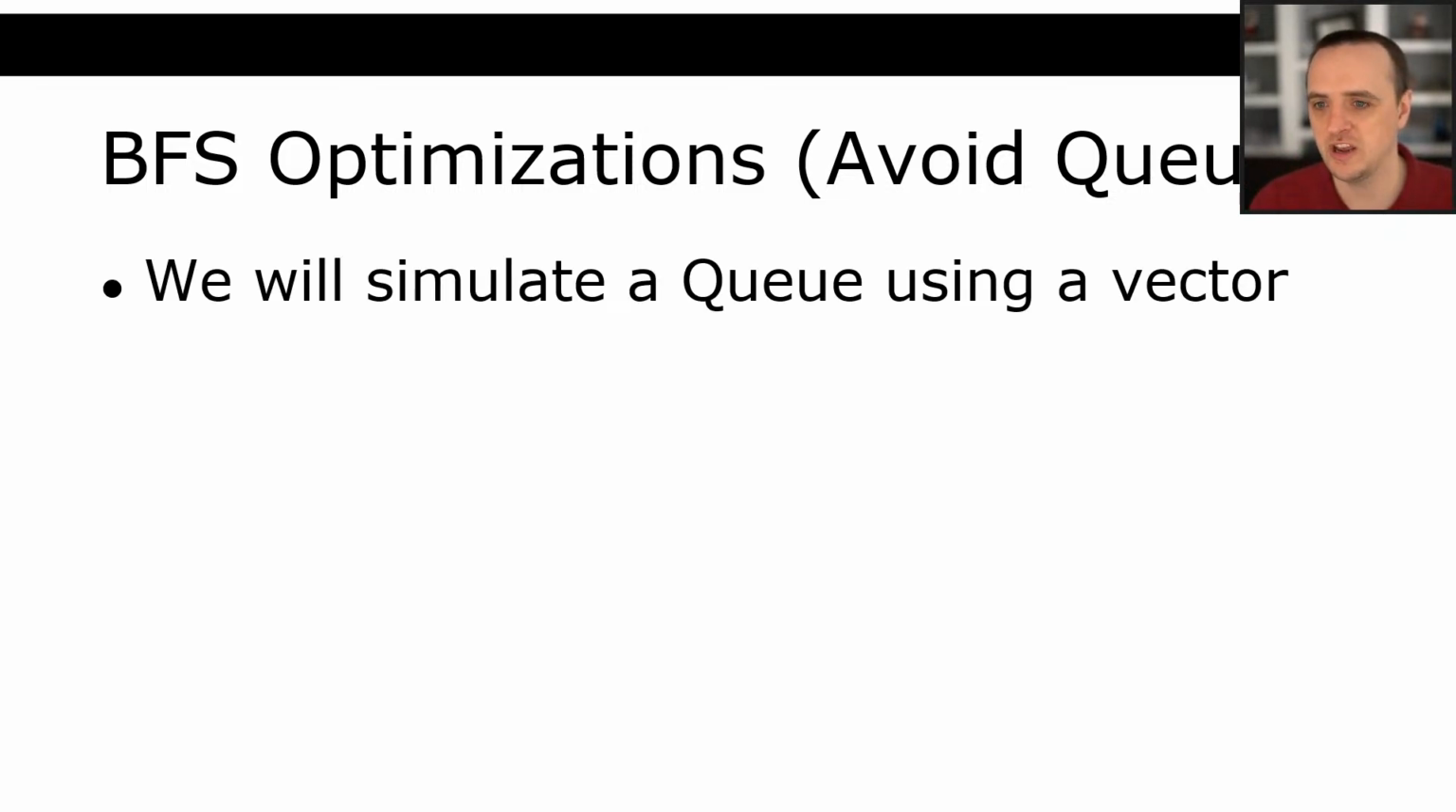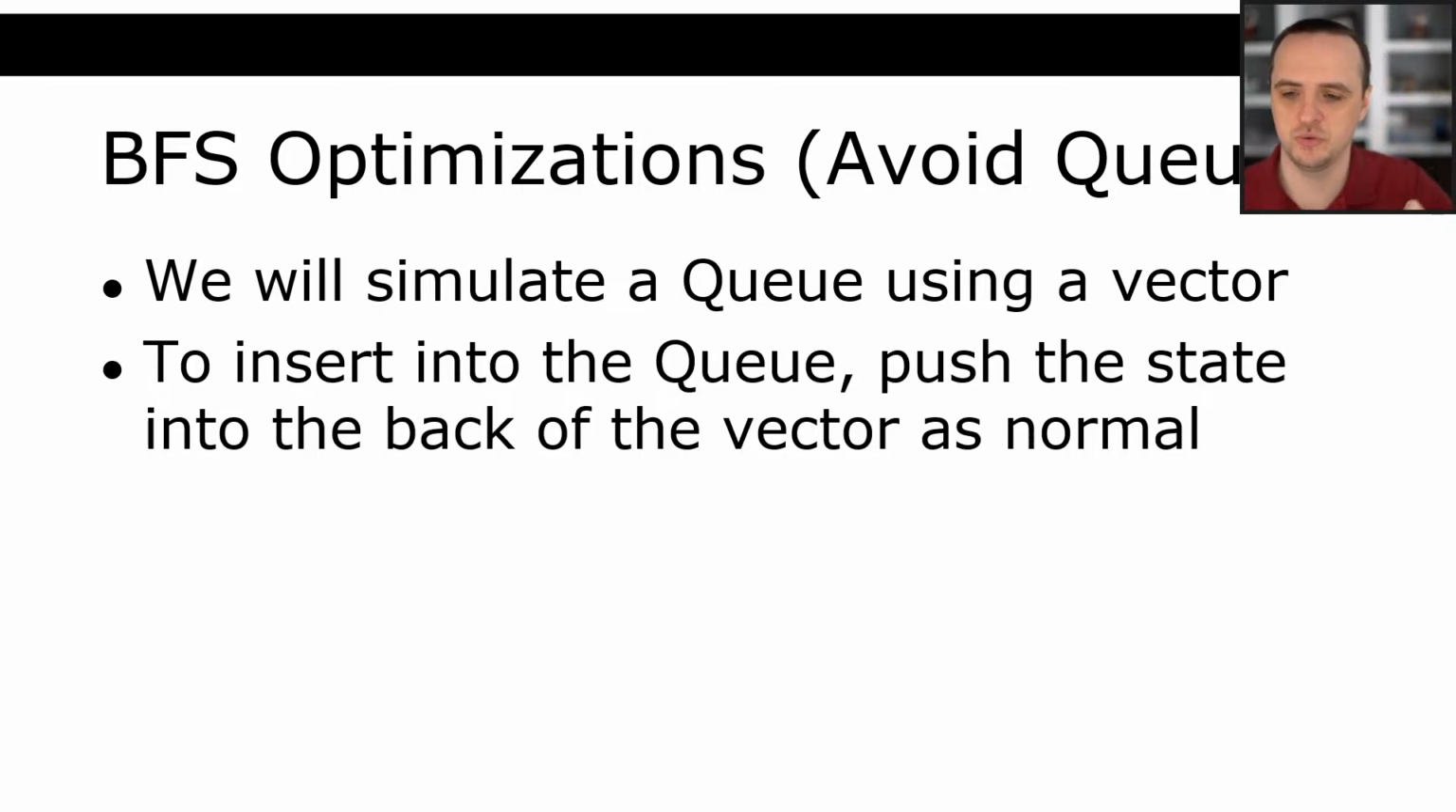So what we're going to do is simulate the behavior that we want in a queue, but we are going to be using a vector. Okay, so it's just a vector, but we're going to eliminate the need for those deletions and those expensive shifts, and I'll show you how to do that. So to insert into the queue, insert goes to the end, right? So we can use a vector for that because vectors push to the end anyway. So to insert into the queue, we push the state into the back of the vector as we normally do.